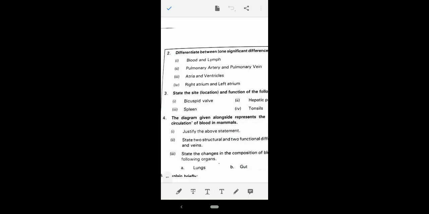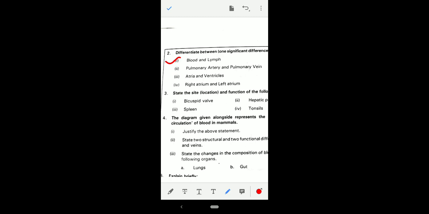Blood and lymph में basic difference, if we are talking about, then blood consists of RBC, WBC and platelets. Lymph consists of lymphocyte. You may write blood flows through blood vessels and lymph flows through lymph vessels. You may write blood is red in color while lymph is yellowish in color, but that's not a very good answer. So prefer either on the basis of cells or on the basis of vessels.